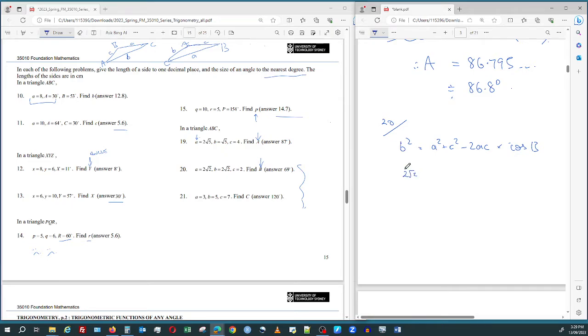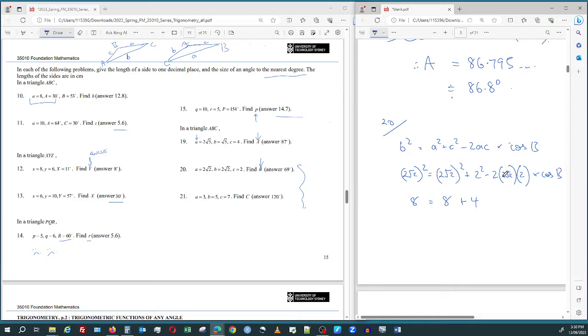2 root 2 all squared is equal to 2 root 2 all squared plus 2 squared minus 2 times 2 root 2 times 2 times cos B. I know, right? I know it's a lot. So 2 root 2 squared is 8. Plus 4.